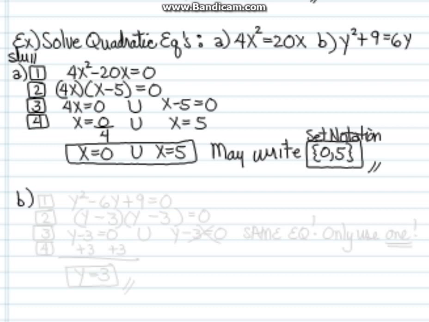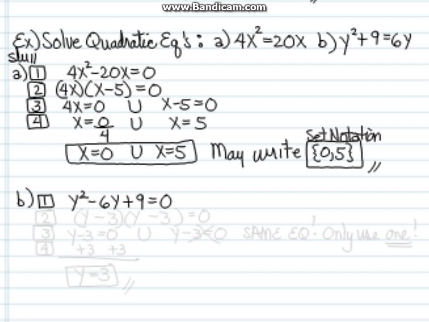Okay, the second quadratic equation we're going to solve is y squared plus 9 equals 6y. Step 1, get everything on one side, the other side 0. So we have y squared minus 6y plus 9 equals 0. We move things around, made sure the squared term is positive. If it wasn't positive, we'd move everything to the other side. But this is good. Y squared minus 6y plus 9 equals 0.